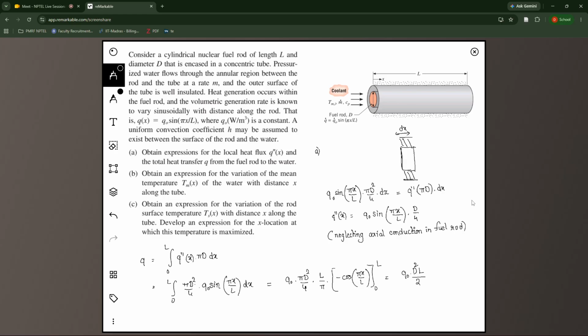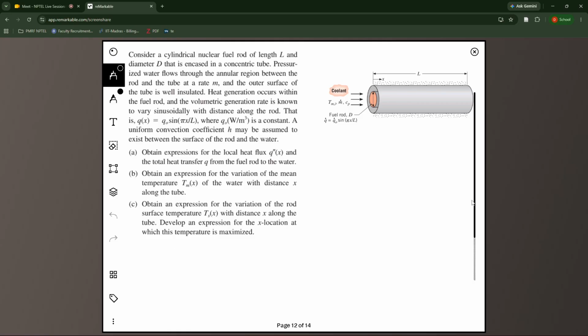Okay, then we'll move on to the second part. So the second part of the question asks you to find an expression for the variation of the mean temperature of the water with the distance x along the tube. Now how do I find this? This is also a simple one where we have to do the same analysis as before. We'll take the same differential volume that we have considered. So we have this length as dx.